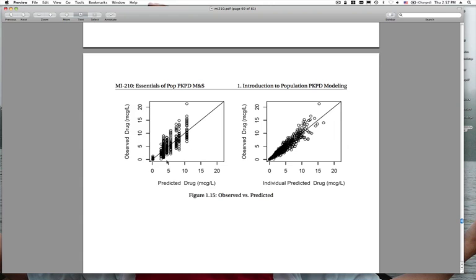Again, we want to see these values centered around this line of unit slope. There can be some deviation around that line as long as it's balanced. And you get to see here some of the pattern of the variability. This one shows that proportional relationship where the variability is higher at the high end. It's also pretty clear on the IPRED plot.